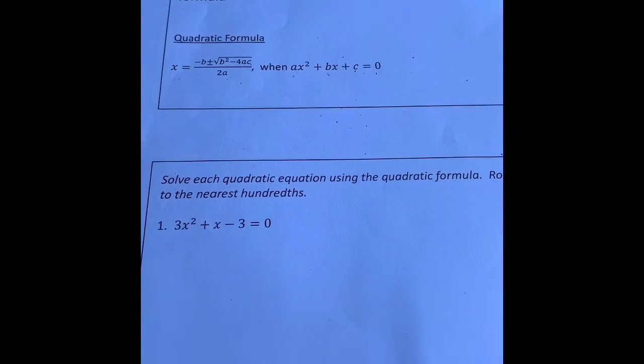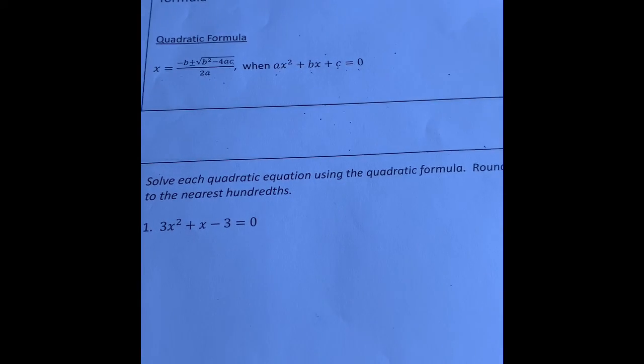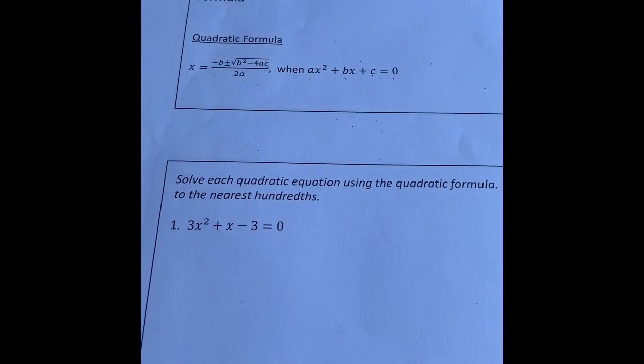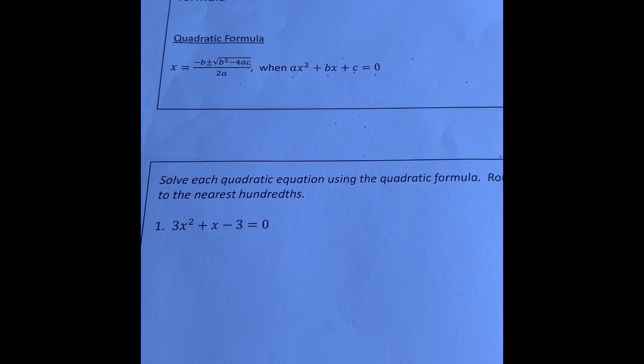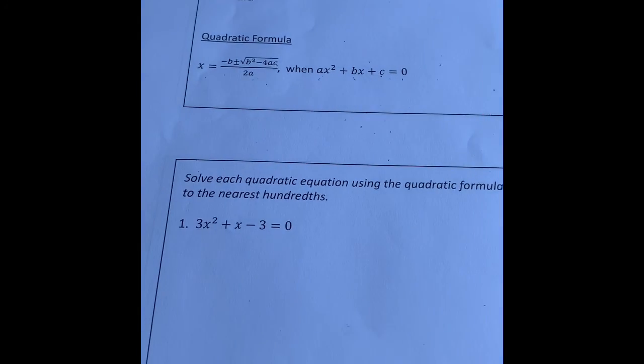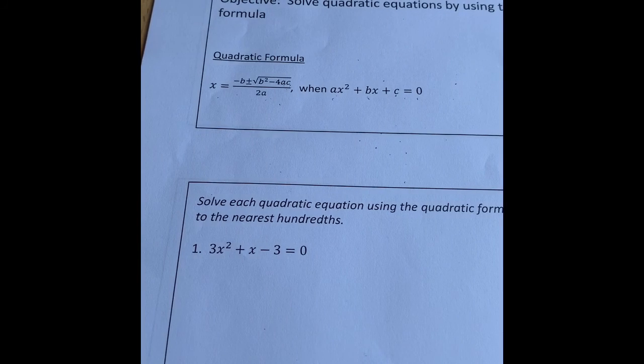So looking at examples, we want to solve each quadratic equation using the quadratic formula. We're going to round all of our answers to the nearest hundredths. We will eventually be learning how to simplify radicals in a later lesson. So until we learn that lesson, we're just going to be plugging everything into a calculator so that we can get these decimal answers if they are decimals.